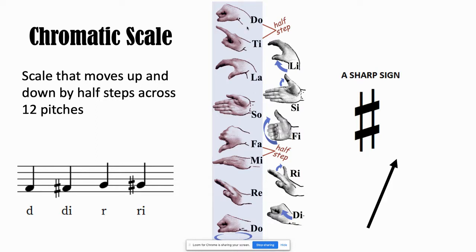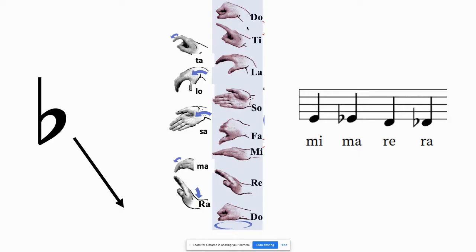Okay, let's look at it going down. We ascend using sharps, and then we descend the scale using flats. So if I'm at the top at do, I know I'm at a half step between do to ti. And if I go a half step lower by putting a flat, that is ta. And then I'm back at la. Half step down would be lo. Half step down is so.